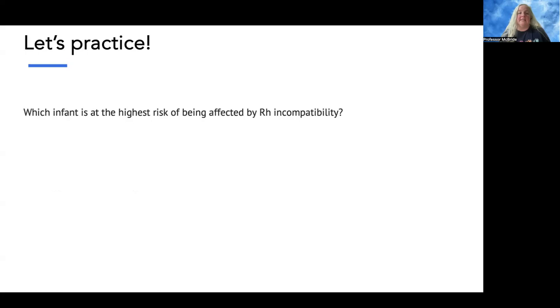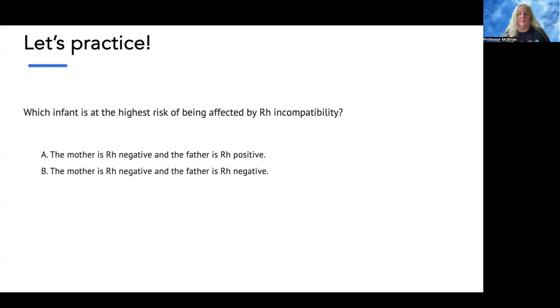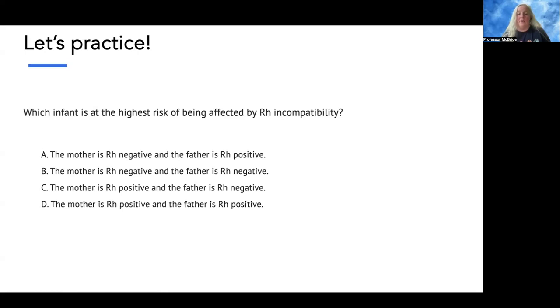Which infant is at the highest risk of being affected by Rh incompatibility? The mother is Rh negative and the father is Rh positive. The mother is Rh negative and the father is Rh negative. The mother is Rh positive and the father is Rh negative. Or the mother is Rh positive and the father is Rh positive. So this asks us about which infant is at the highest risk, but it doesn't tell us the infant's blood type.